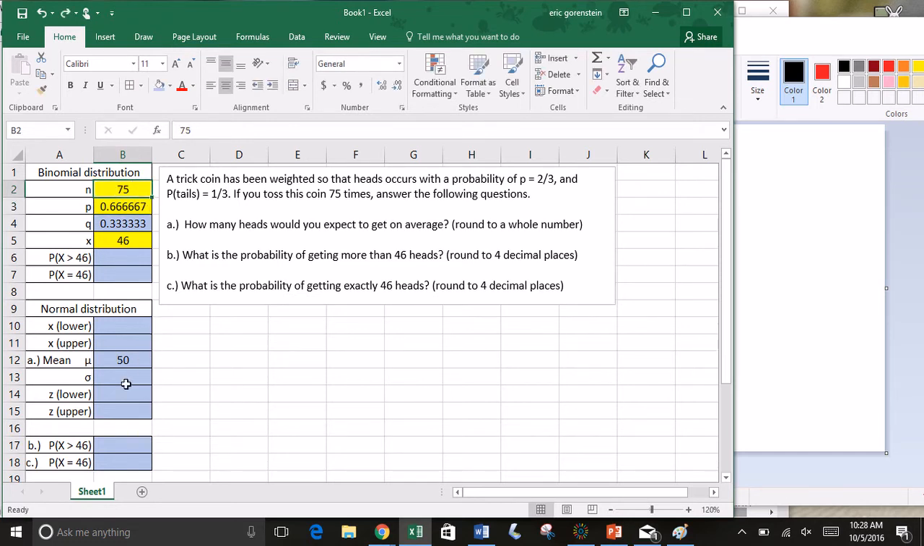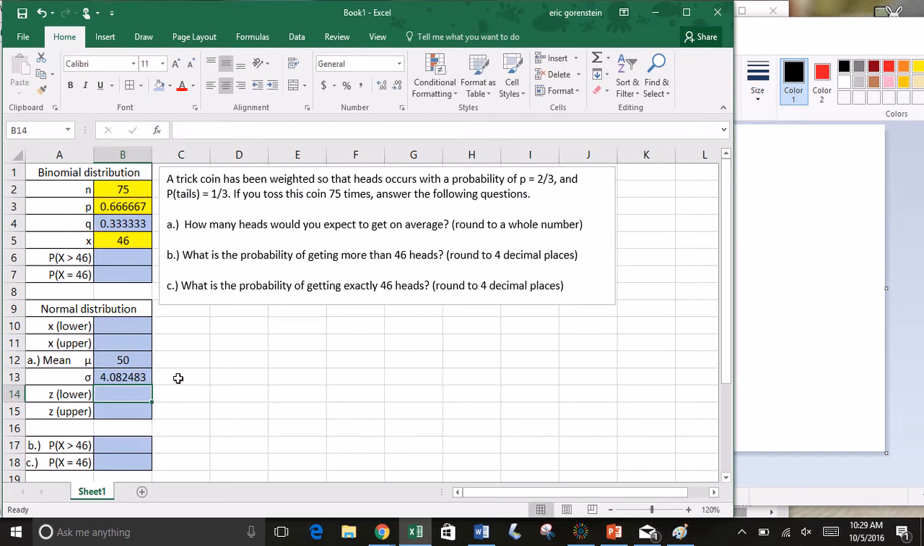The standard deviation also is based on these two yellow cells and this blue one, n, p, and q. So the standard deviation of a binomial distribution is equal to the square root. The Excel function for square root is sqrt, square root of n, so that's here, times p, which is here, times q, which is here. So there's the square root of n times p times q.